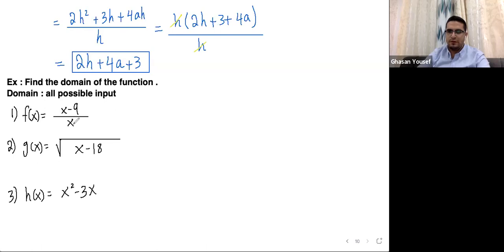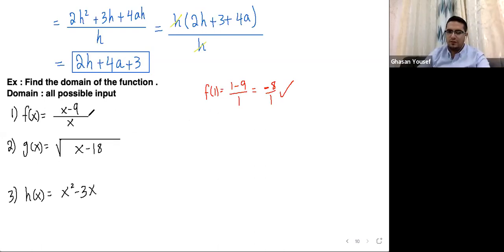Or in a different way: for which values, if I plug them into this function, will the function give me undefined? Let's start with the positive numbers. If I plug 1 inside the function, f of 1, what is the value? 1 minus 9 over 1, and I get minus 8, right? So actually it gives me a value.